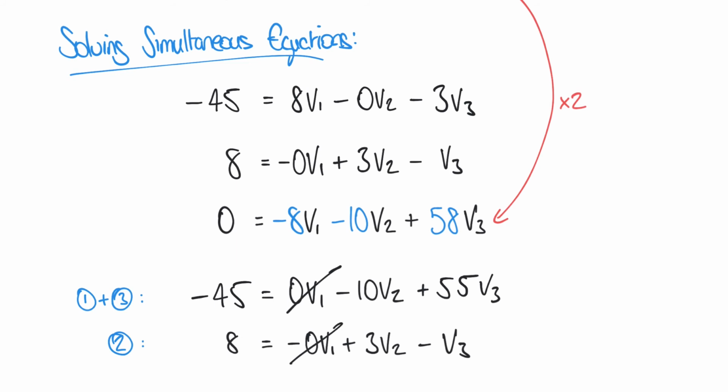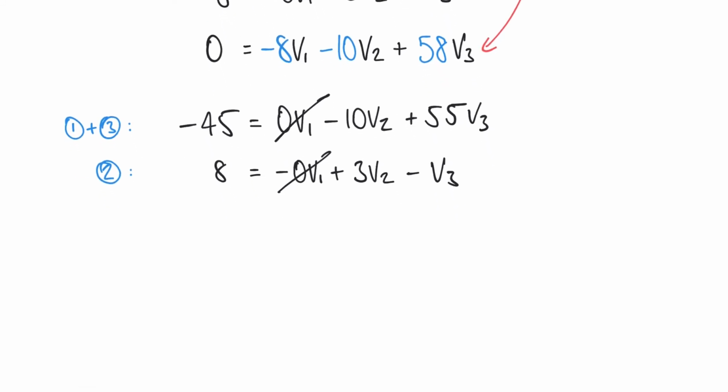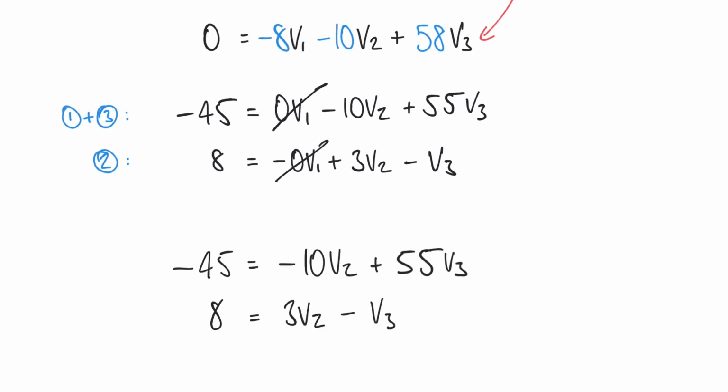We can just say 0 V1. It doesn't really make a difference. So let's simplify by getting rid of these V1 terms altogether. So now we have minus 45 equals minus 10V2 plus 55V3. And we have 8 equals 3V2 minus V3.